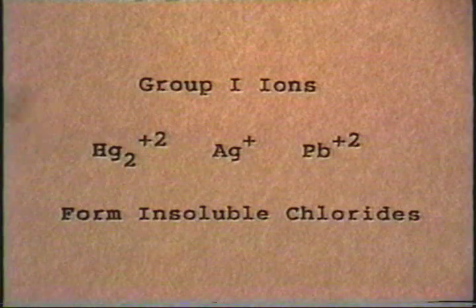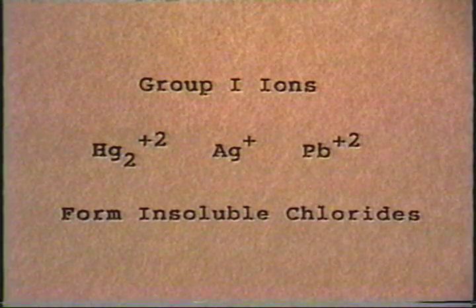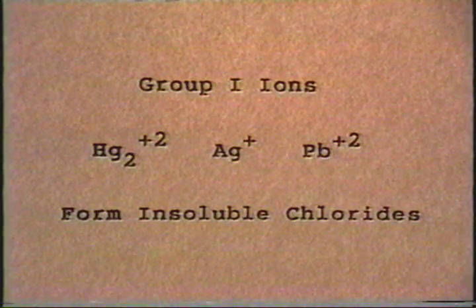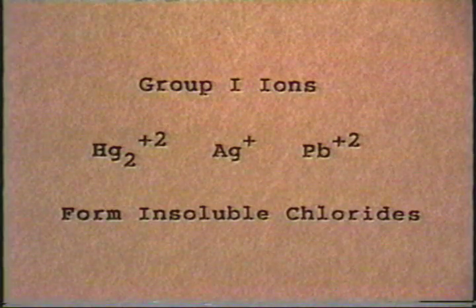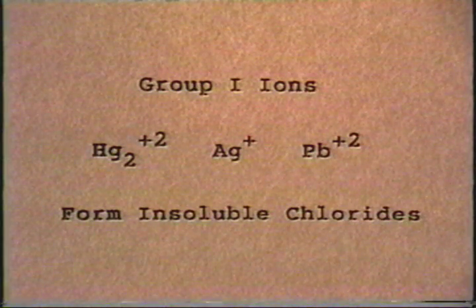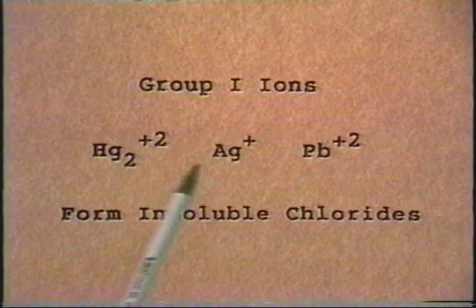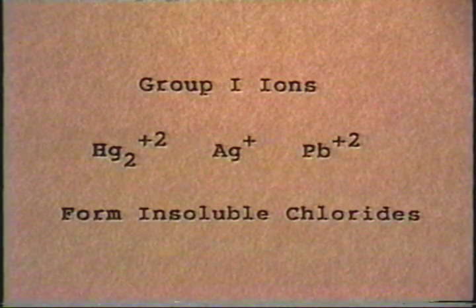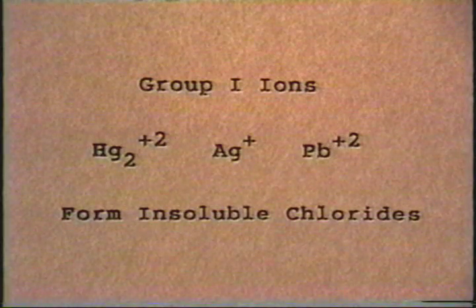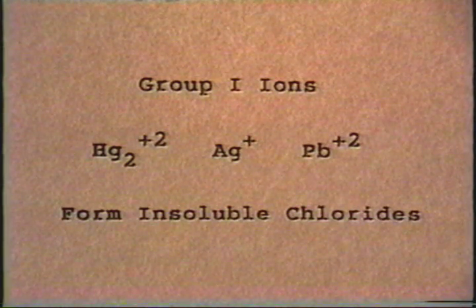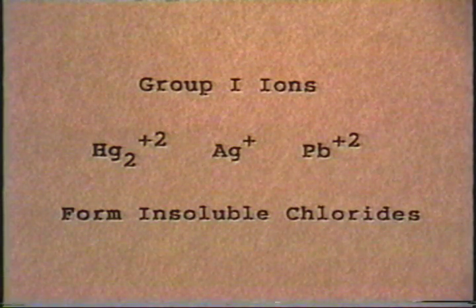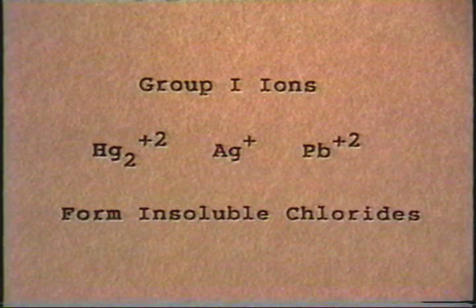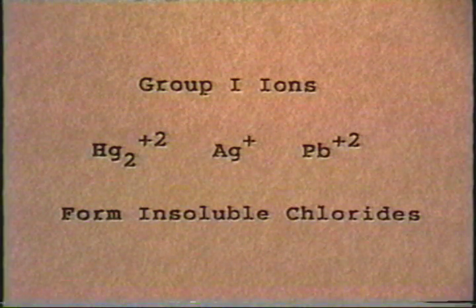Group 1 here refers to the classic quantitative analysis scheme, not the periodic table. You'll get a solution containing one or more of the following ions: the mercurous ion, the silver ion, the lead ion. And you'll determine which of these are present. These three ions are grouped together because of all common ions, only these three form soluble chlorides.